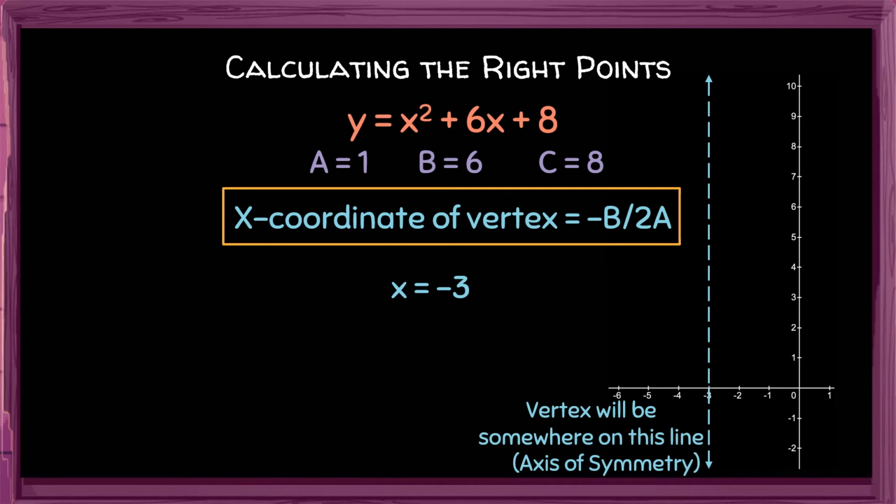Okay, so how do we figure out the y-coordinate of our vertex, so that we know exactly where on the axis of symmetry it's located? Can you help us, Wendigo? We have already said that the x-coordinate is -3.